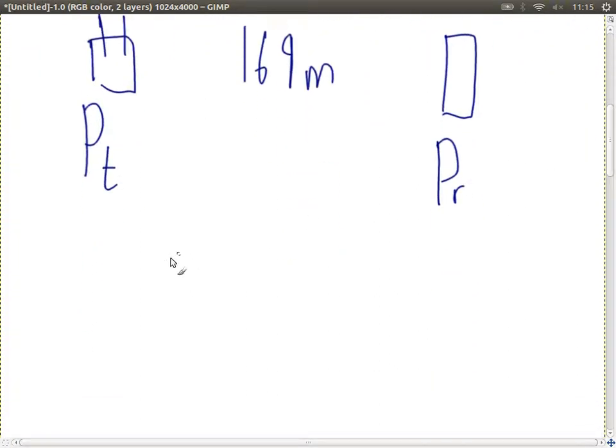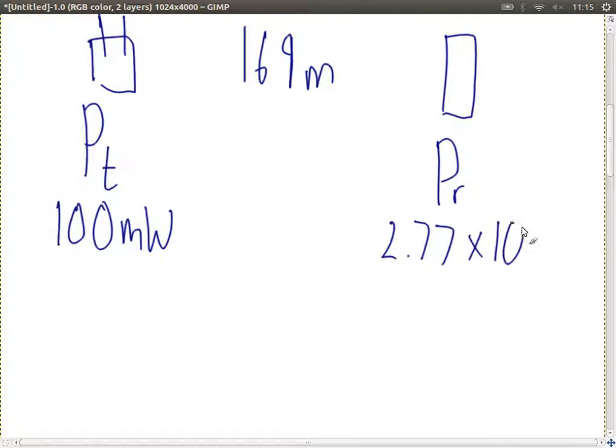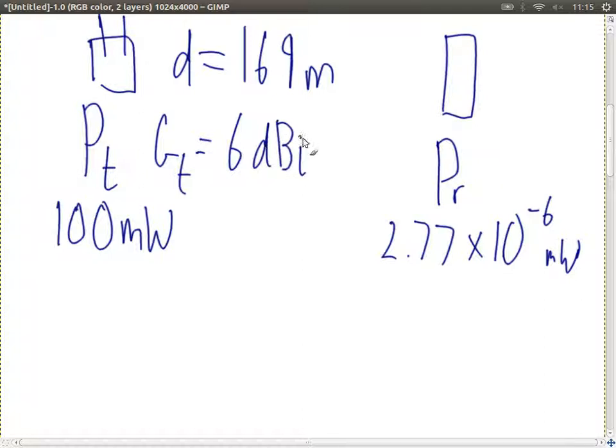Let's record those values. Over a distance of 169 meters, transmit power is 100 milliwatts, receive power is 2.77 by 10 to the minus 6 milliwatts. We have an antenna at the access point with a gain equal to 6 dBi, says in the question. We have a signal with a wavelength of, we just calculated, 0.125 meters. Is that correct? Yeah, 0.125 meters.